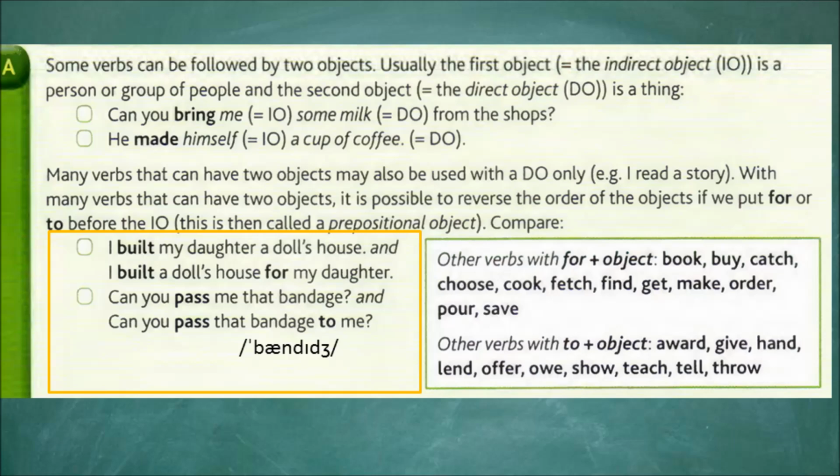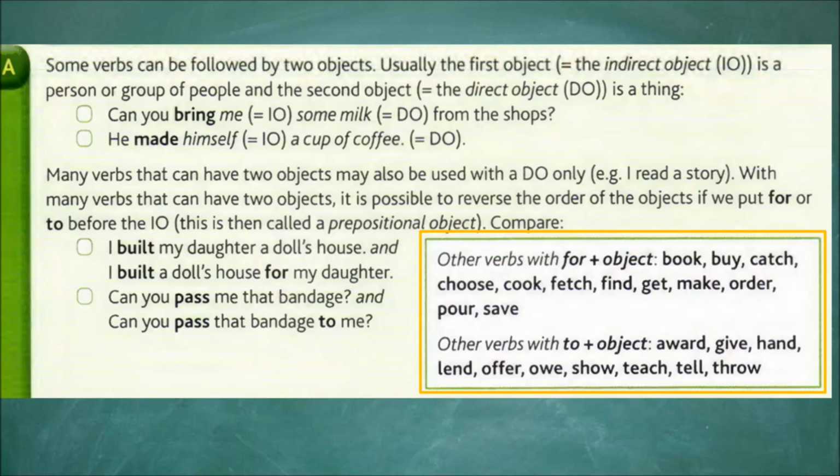Can you pass me that bandage? And can you pass that bandage to me? Other verbs with for plus object: book, buy, catch, choose, cook, fetch, find, get, make, order, bore, save. Other verbs with to plus object: award, give, hand, lend, offer, owe, show, teach, tell, throw.